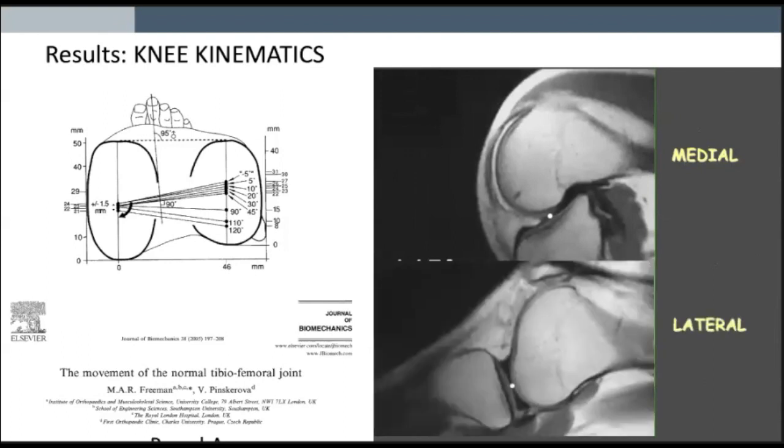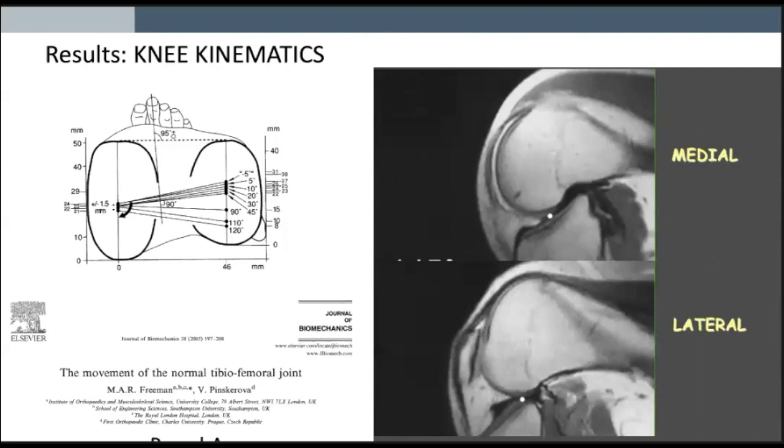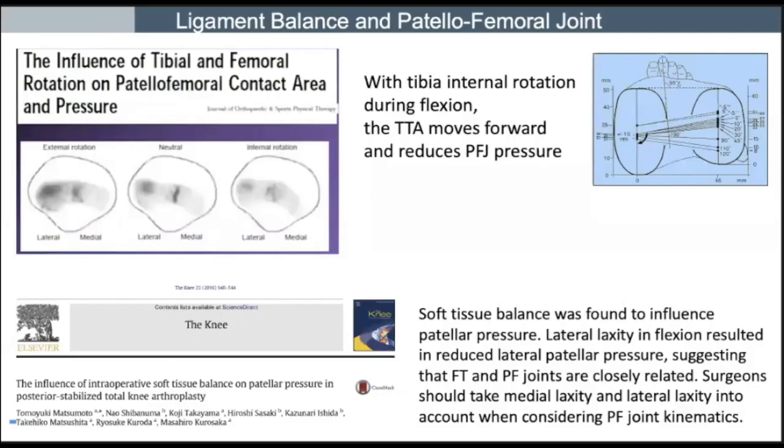As you can see here on the medial side, the femoral condyle stays almost centered throughout the arc of motion. And on the lateral side, there is a very important translation, where you see at the end of flexion, the lateral meniscus is almost subluxed posteriorly. This was described by Freeman and Pinskerova as the medial pivot knee kinematic.